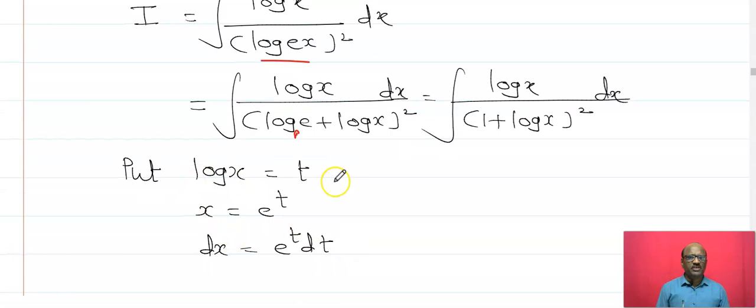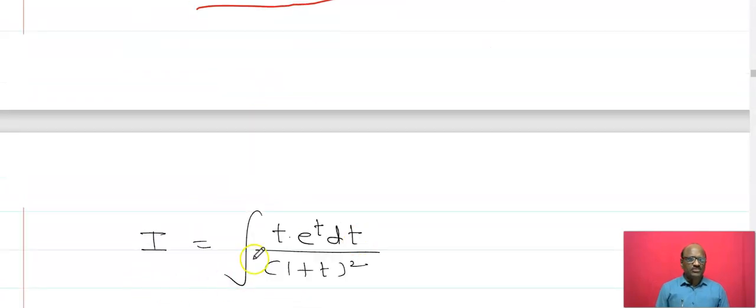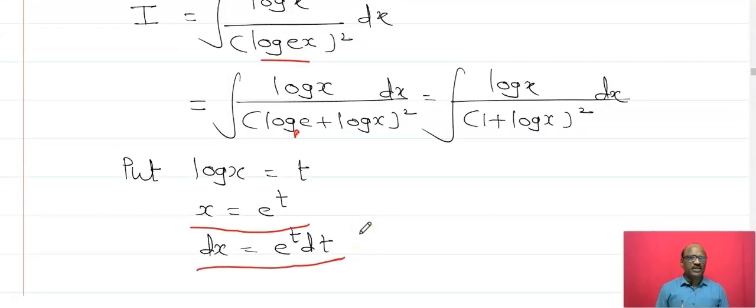Substitute log x equals t. What is x equal to? x equals e raised to t. Therefore dx equals e raised to t into dt. Now see this here. Therefore the integral I equals t. We substitute the values. What's log x? Log x is t. What's the value of dx? dx is e raised to t into dt.